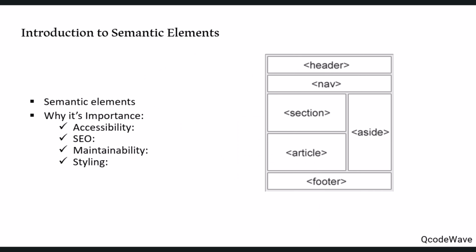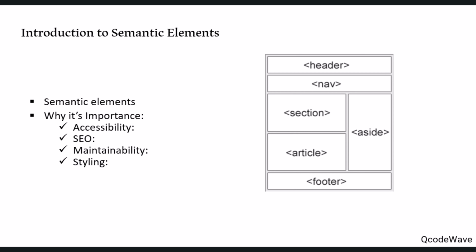Semantic elements are HTML tags that carry meaning about the structure of the content. Why is it important? They make it easier for both developers and machines to understand the content. The advantages of using semantic elements: accessibility, it's easier for a screen reader, improved search ranking, easier to read and understand. In addition, it makes for more efficient CSS.